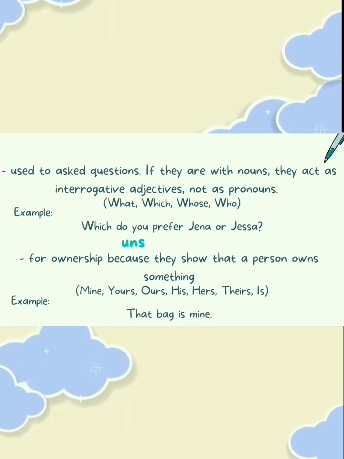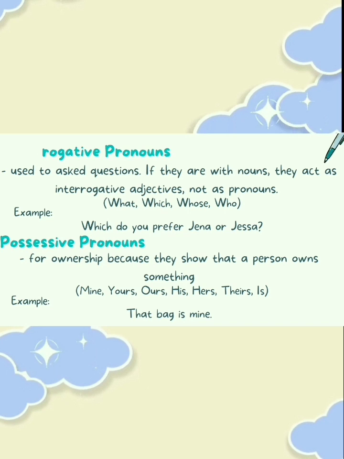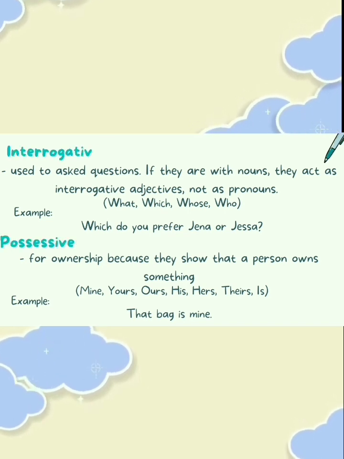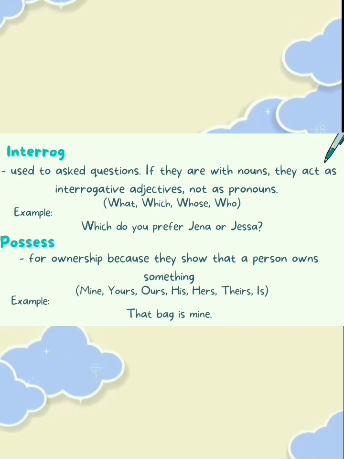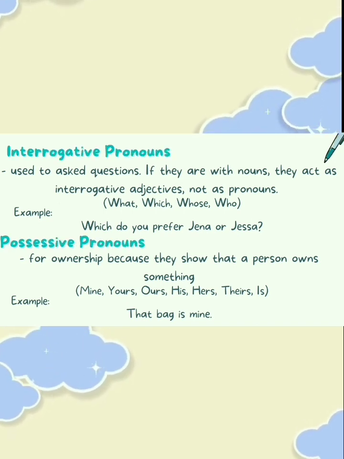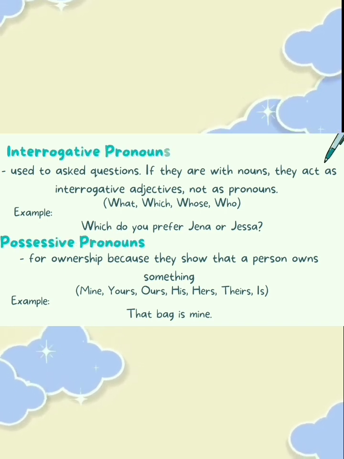Possessive pronouns are for ownership because they show that a person owns something. These are mine, yours, ours, his, hers, theirs, and its. For example, that bag is mine. Mine is our possessive pronoun because it indicates that the bag belongs to someone.